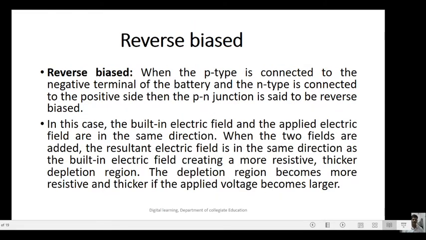Reverse biased. Reverse biased means when the P-type is connected to the negative terminal of the battery and the N-type is connected to the positive side, then the PN junction is said to be reverse biased. In this case, the built-in electric field and the applied electric field are in the same direction. When the two fields are added, the resultant electric field is in the same direction as the built-in electric field, creating a more resistive, thicker depletion region. The depletion region becomes more resistive and thicker as the applied voltage becomes larger.